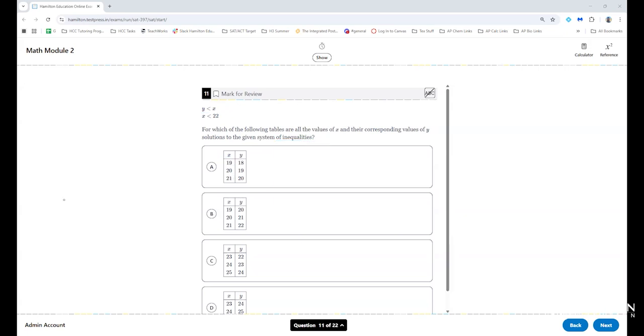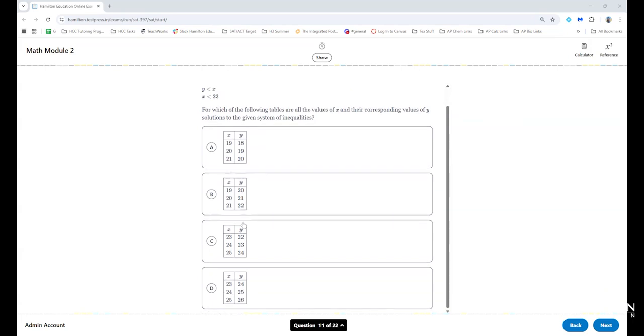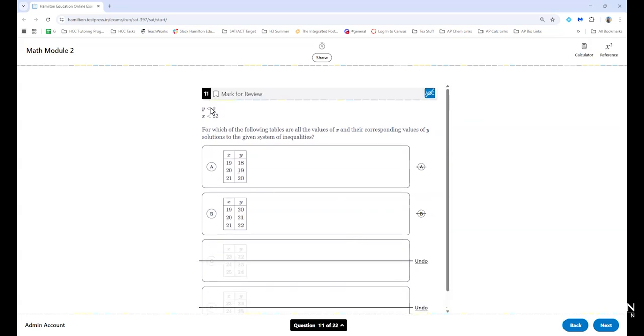So A looks good. B looks good. C, they did too big of values. So let's cross off C and D. And now we wanted to know, when is y less than x? So 18 is less than 19, 19 is less than 20, 20 is less than 21. That's pretty good. For B, 20 is more than 19, it's more than 20, it's more than 22, 21. So B, they flipped the sign on you. They tried to do values greater than, not less than. So that's why A was the correct answer for question 11.